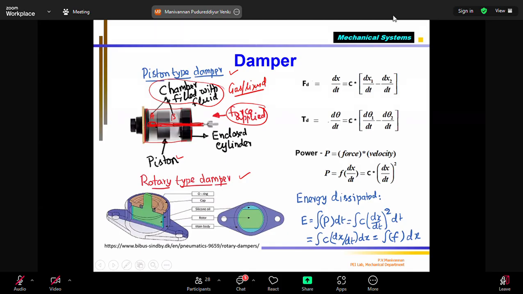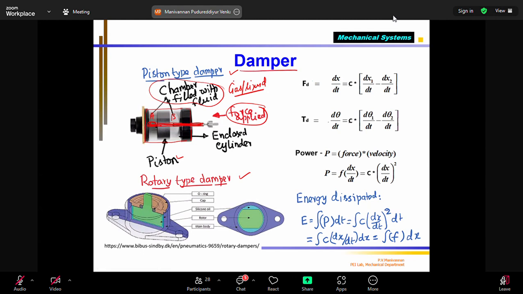There is no gap. And many times we use liquid. Sometimes we use air also. That is called an air damper. Nowadays, in new vehicles, if you see a Volvo bus, all those things, they say air damper. An air damper can suppress even minute variations in road fluctuation. That is the job of the air damper.